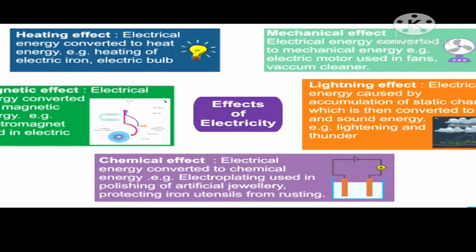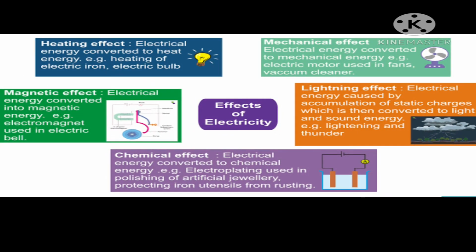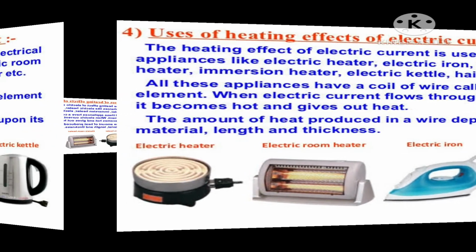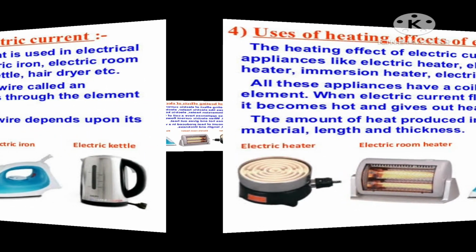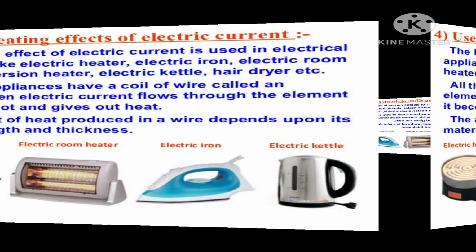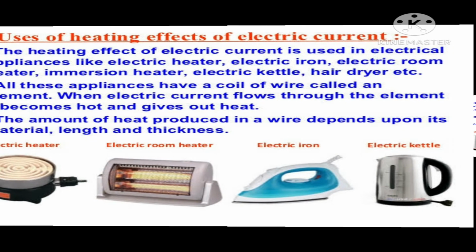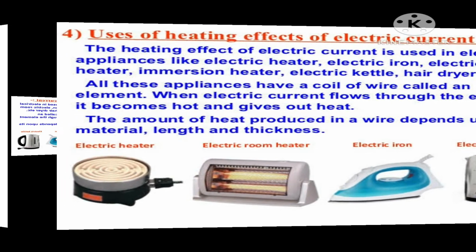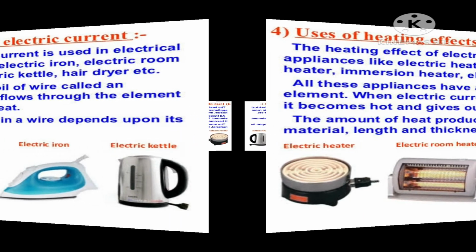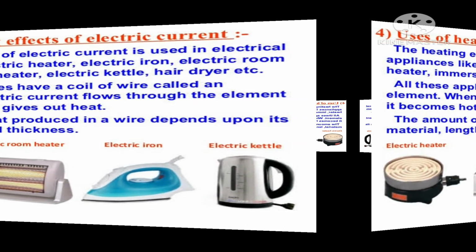The next is effects of electric current. An electric current can produce three effects: heating effect, magnetic effect and chemical effect. Now the very first is the heating effect of electric current. When an electric current passes through a high resistance wire like nichrome wire, the electrical energy is converted into heat energy, which heats up the resistance wire. This is called the heating effect of current.